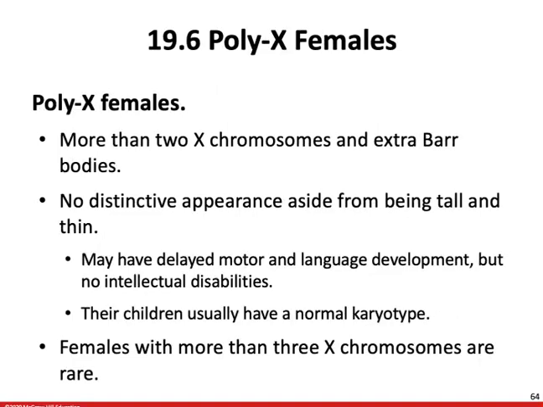There are also poly-X females. Poly-X females are when we have more than 2 X chromosomes and additional extra Barr bodies. There tend to not be too many distinctive changes in appearance, aside from these individuals tending to be a little bit taller and thin. They may have delayed motor and language development, but no intellectual disabilities. Children will usually have a normal karyotype. They aren't going to typically pass on that poly-X syndrome to their offspring. Females with more than 3 X chromosomes are going to be exceptionally rare.